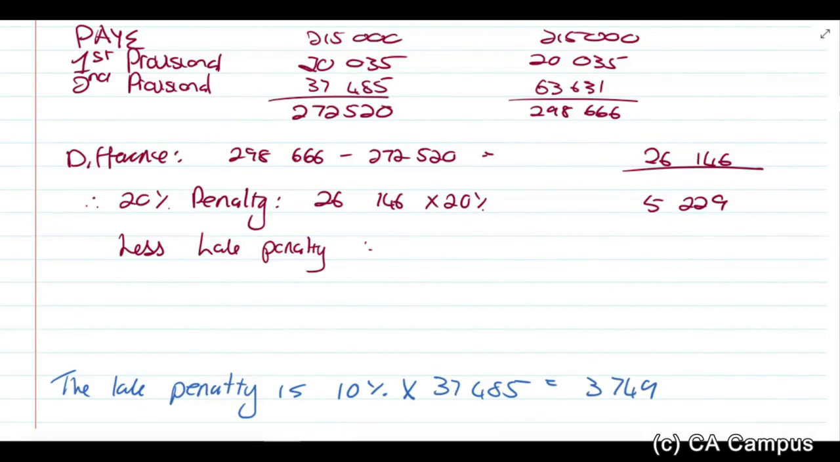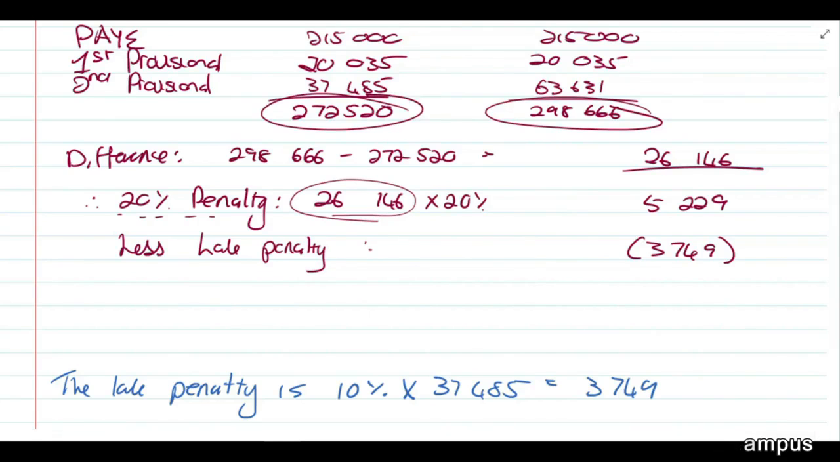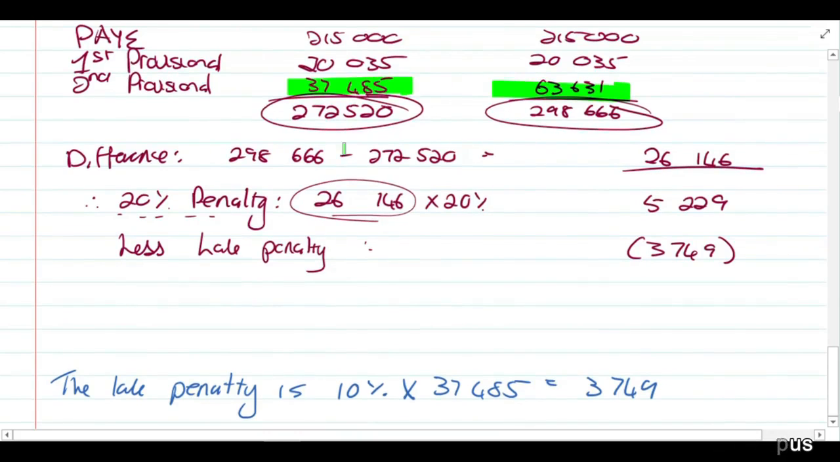Right, so the underestimation penalty is 20% of the difference between what she should have paid and what was actually paid, the total taxes. You could see also that it's the difference between these two amounts, the second provisional. That's what I do in the solution. It's a bit quicker. Less the late payment penalty. The reason they do that is she will always pay the late payment penalty if she paid late. This is just so she doesn't basically get penalized twice.